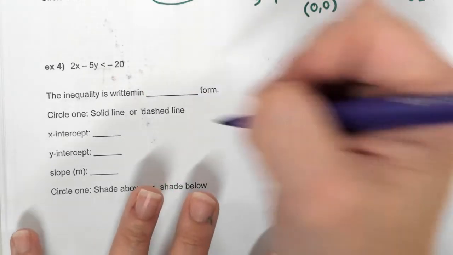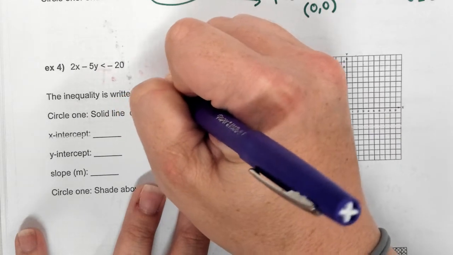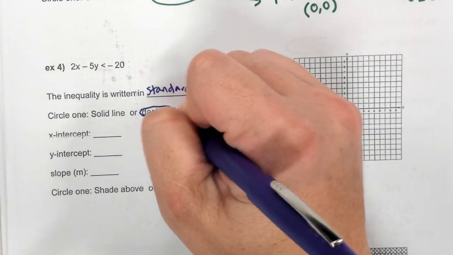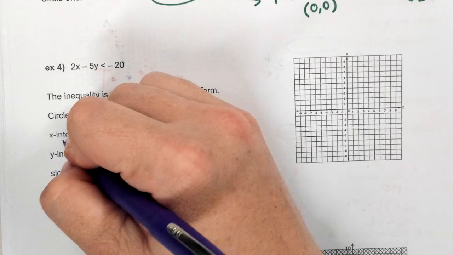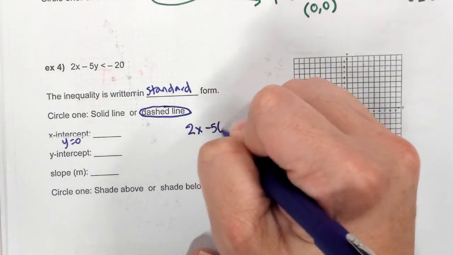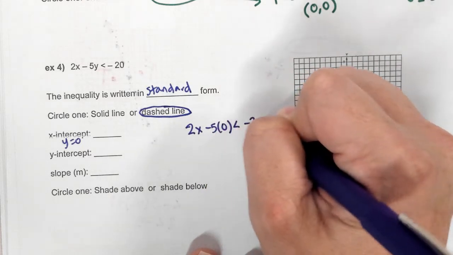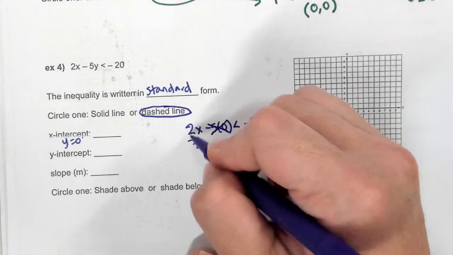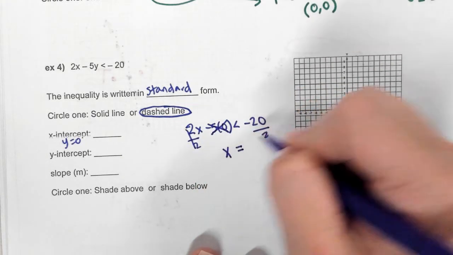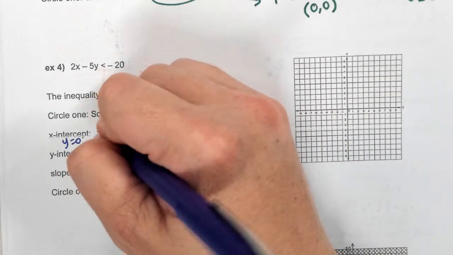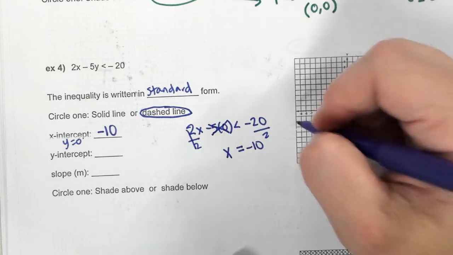Okay, again, what form is it in? Okay, solid line or dashed line? Dash. Okay, my X-intercept is where Y equals 0. Well, anything times 0 cancels, and I would divide both sides by 2. And remember, you can use an equal sign here because we're worried about on the line. What's negative 20 divided by 2? Negative 10. Did that give me a pretty point? Yeah, can I plot that point?